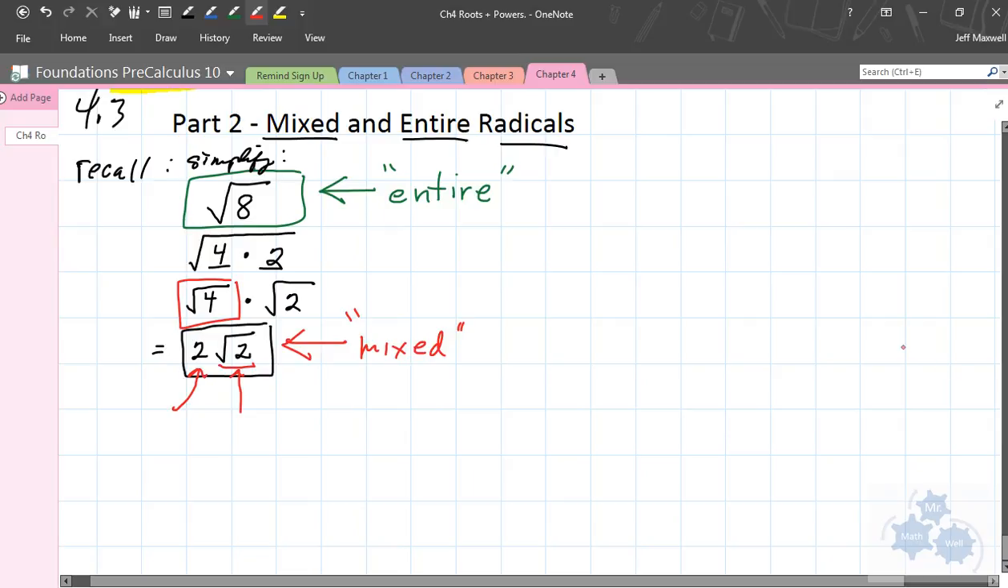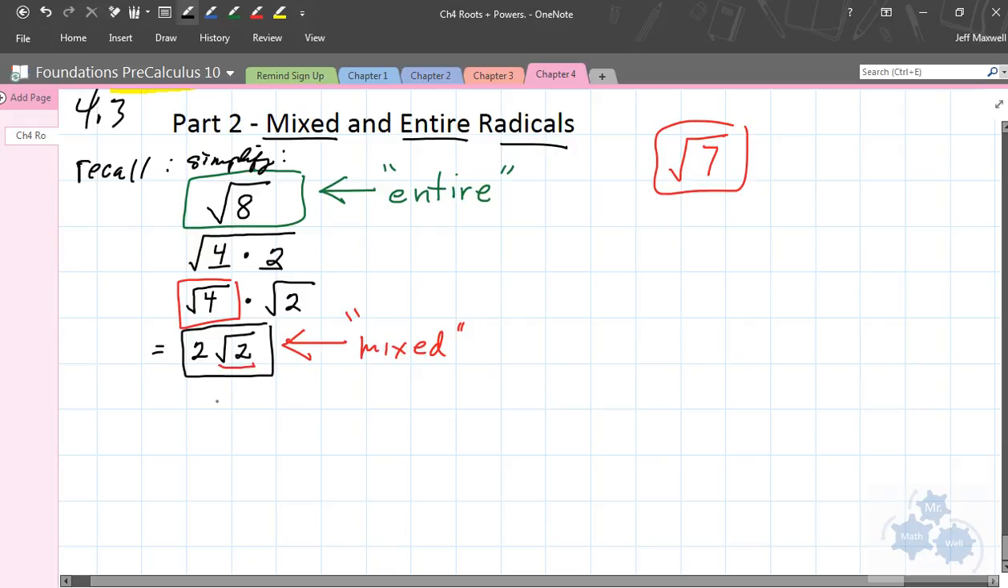Now in this section, the big thing we want to do is we want to be able to rewrite each radical in both forms. Now, not every radical can be simplified to mixed. Like let's say we have the square root of 7. There are no perfect square factors of 7, so this is simplified. All right. You can't really write this as a mixed radical. But let's say we took this right here, this answer, 2 root 2, and let's say we wanted to write it again as square root of 8.